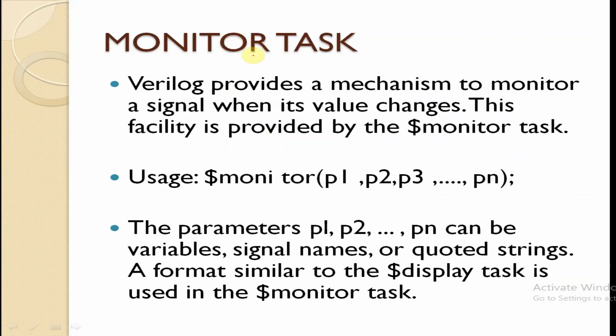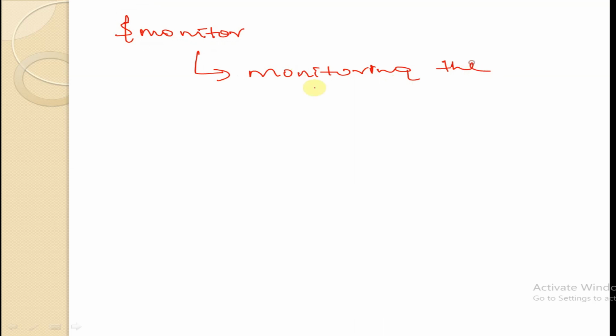So coming to the monitor task. Verilog provides a mechanism to monitor a signal whenever its value changes. This facility is provided by the $monitor task. $monitor, as the name suggests, will keep on monitoring the changes in the variable.